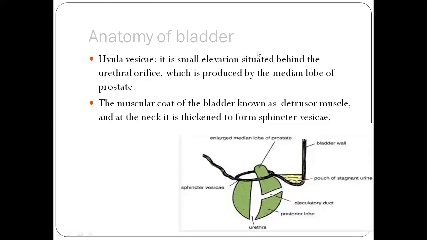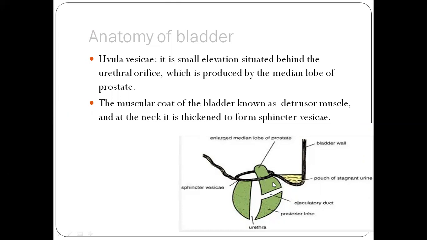Move forward. What is uvula vesicae? Uvula vesicae is a small elevation of the bladder wall situated behind the urethral orifice. So this is the urethral orifice, this is the base of the prostate, and this is the median lobe of the prostate.